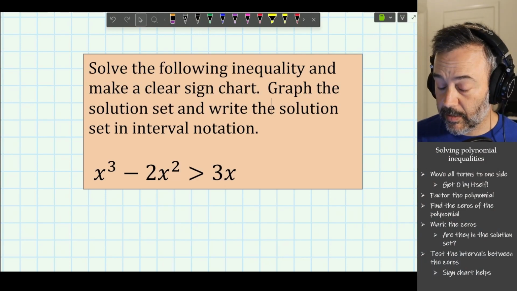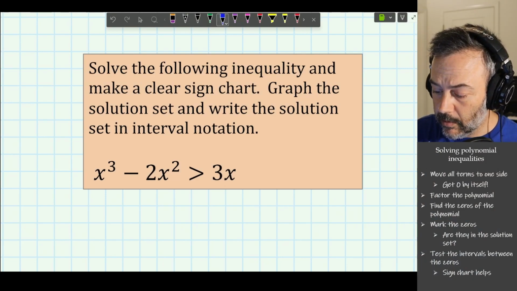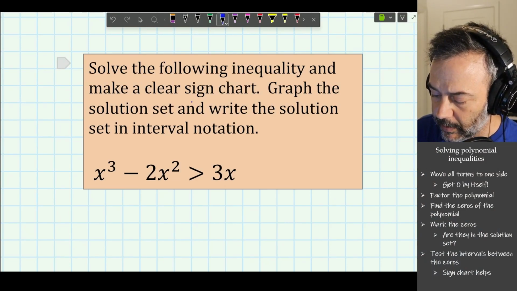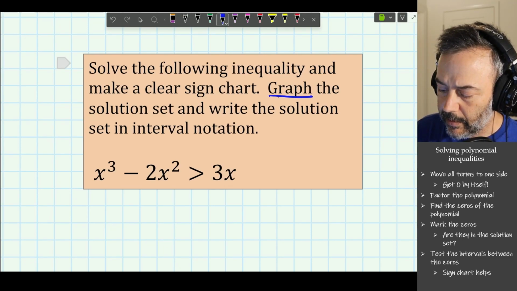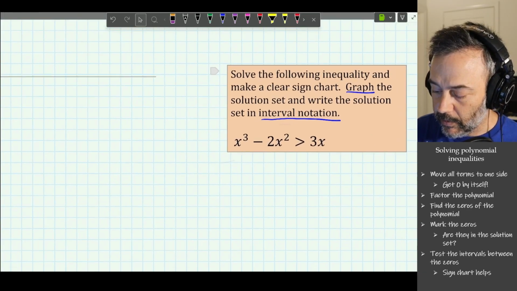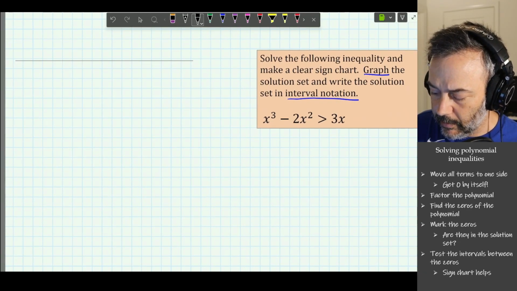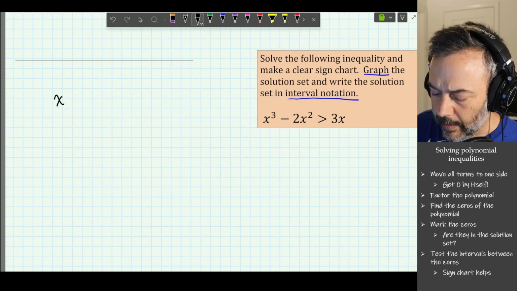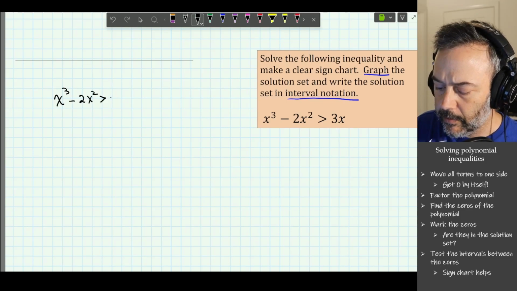Okay, so here's one. It says solve the following inequality, make a clear sign chart. Graph the solution set and write the solution set in interval notation. So let's do all our steps. So I'm going to write the inequality on the left. X cubed minus 2x squared is greater than 3x.